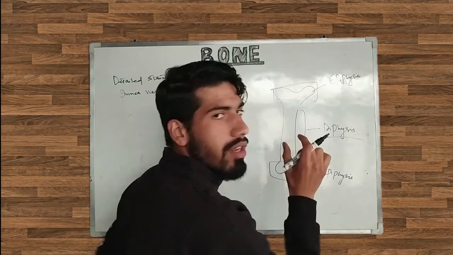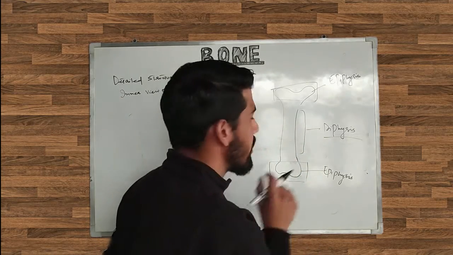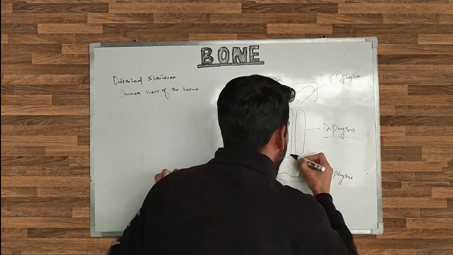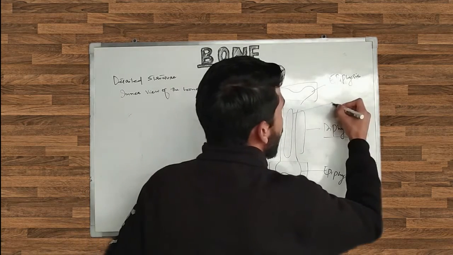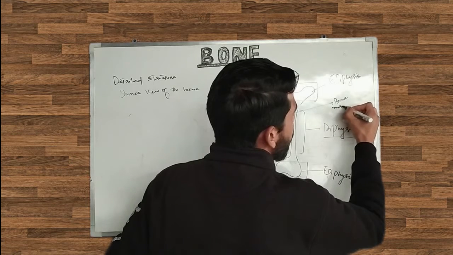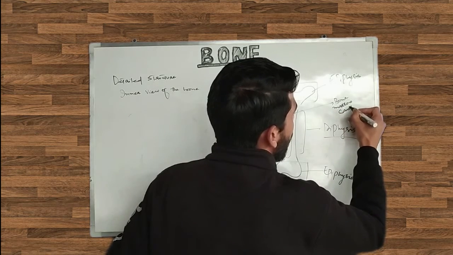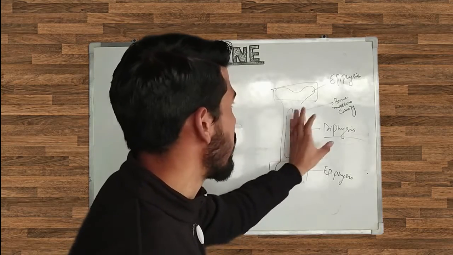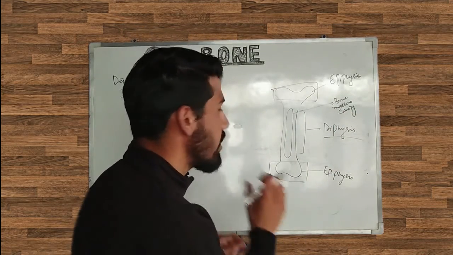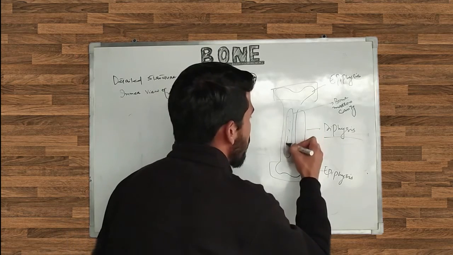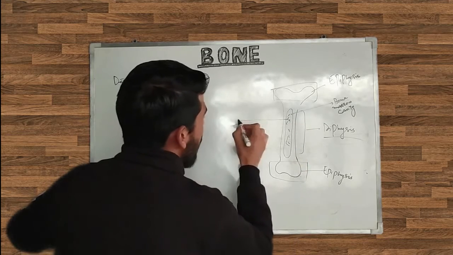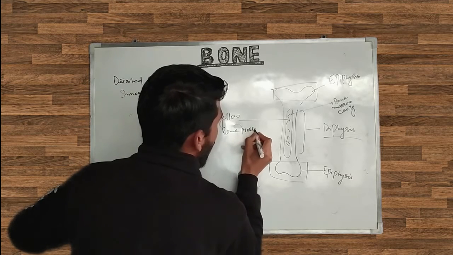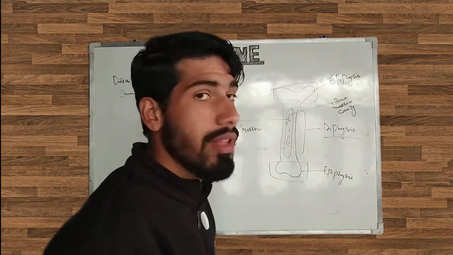And here, inside the bone, there is a cavity-like structure. This cavity which is present inside the bone is called the bone marrow cavity, okay? It is filled by the bone marrow. This bone marrow is yellow bone marrow, especially filled with fat.